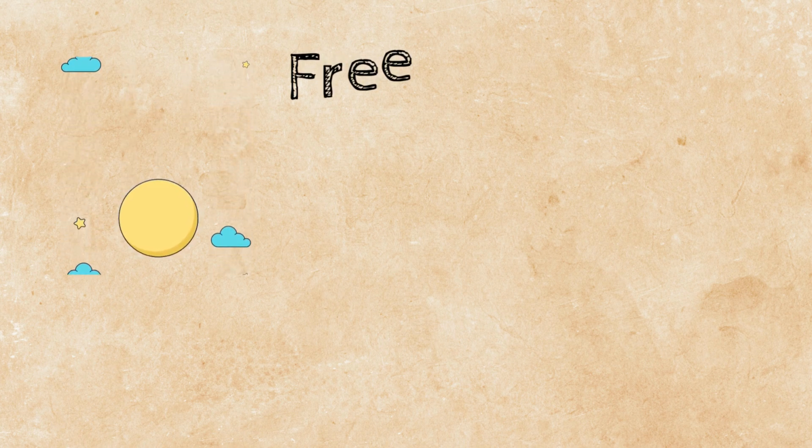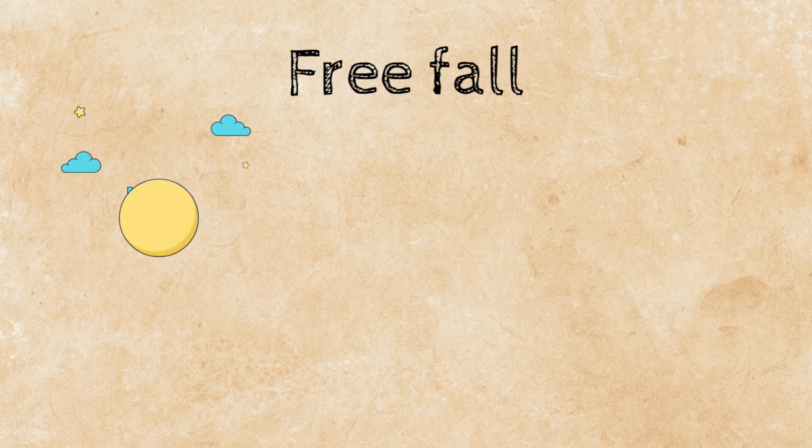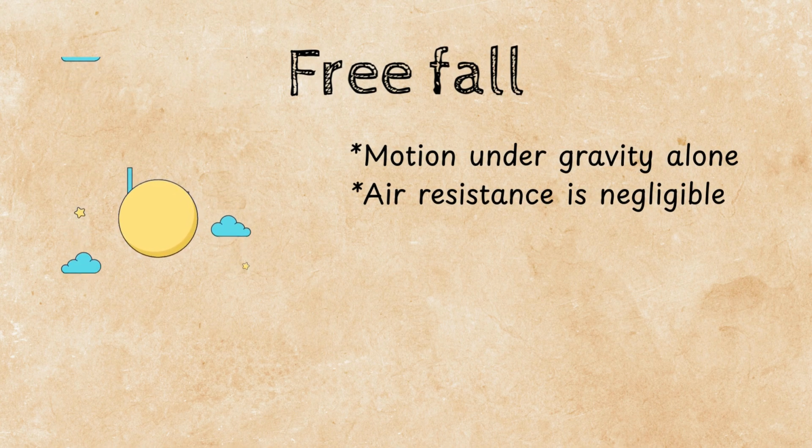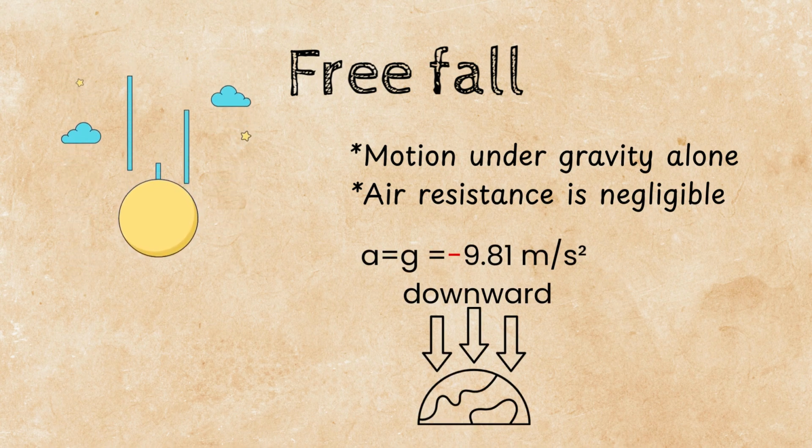Now, before solving a problem about kicking the football upward, let's learn about some objects that are falling down. They are in free fall motion. What does that mean? It means the motion is under gravity only, so air resistance in this case is negligible. And we know that they have the gravitational acceleration of 9.81 meters per second squared and downward.